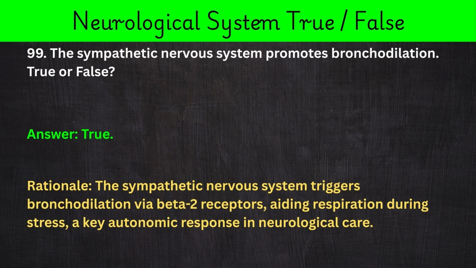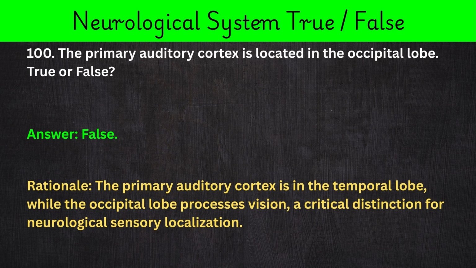Rationale: the sympathetic nervous system triggers bronchodilation via beta-2 receptors, aiding respiration during stress, a key autonomic response in neurological care. 100. The primary auditory cortex is located in the occipital lobe. True or false? Answer: false.